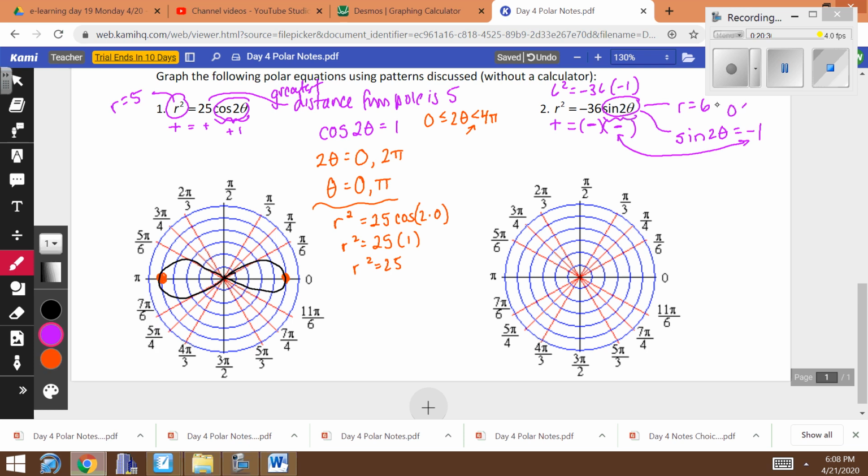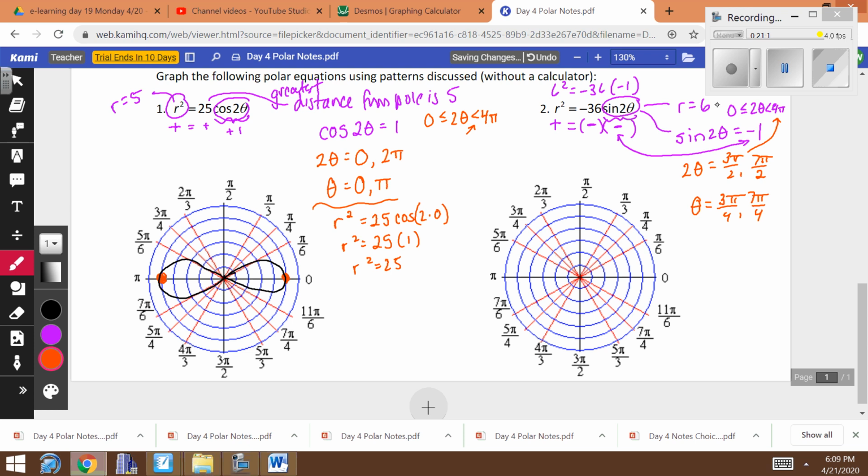Once again, we want to go between 0 and 4 pi. Let me get a different color here. So for 2 theta, we want to know where the sine is equal to -1. We know the sine is equal to -1 at 3 pi over 2. And since we're going all the way to 4 pi, I need to find its coterminal. We have to add 2 pi to that, and we get 7 pi over 2. So if we divide by 2, we get 3 pi over 4 and 7 pi over 4.